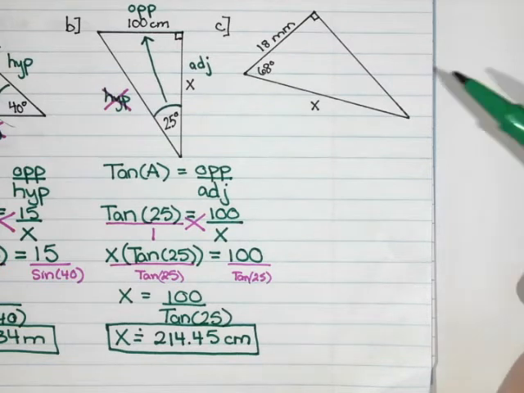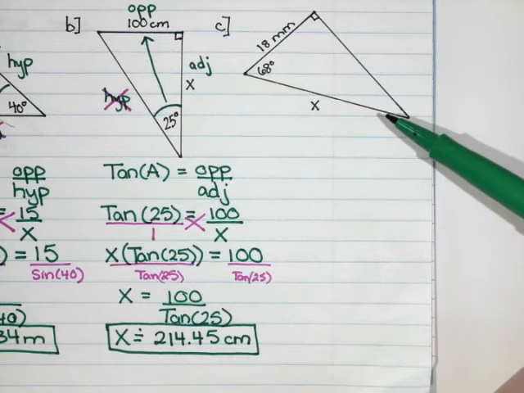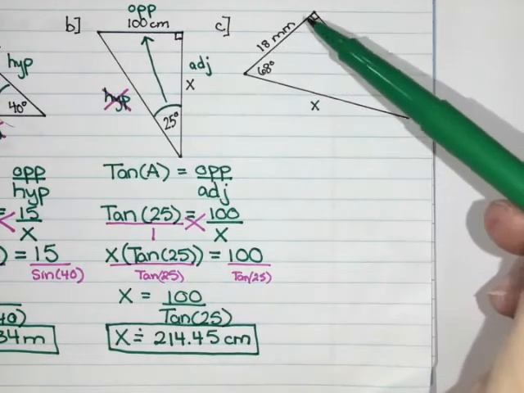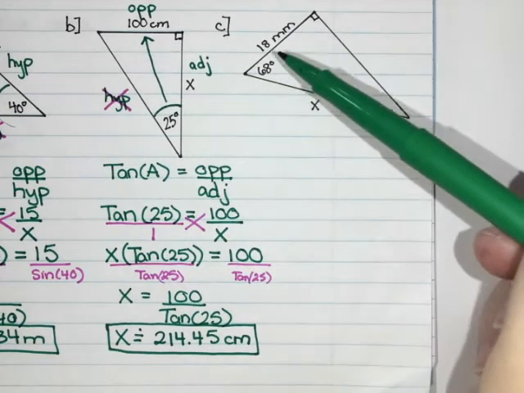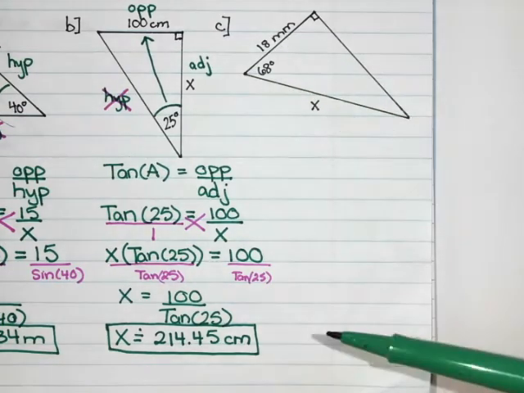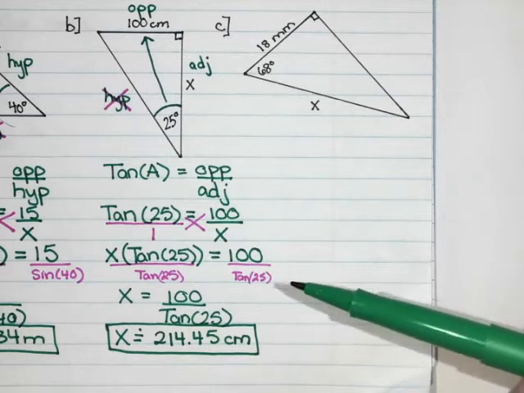This is the last example in our lesson on the sine, cosine, and tangent ratios. So I have a right angle triangle, I have an angle and a side, and I would like to solve for this missing side here. So the first thing you should do is label your sides.